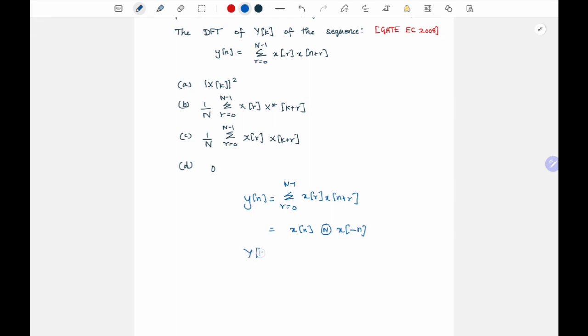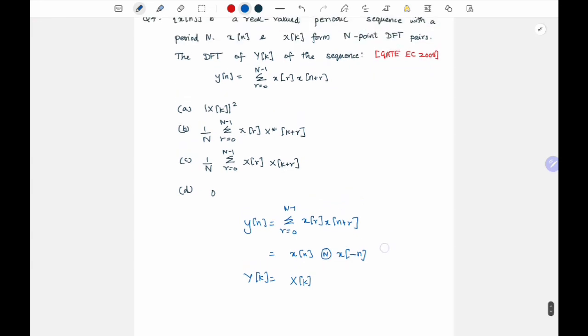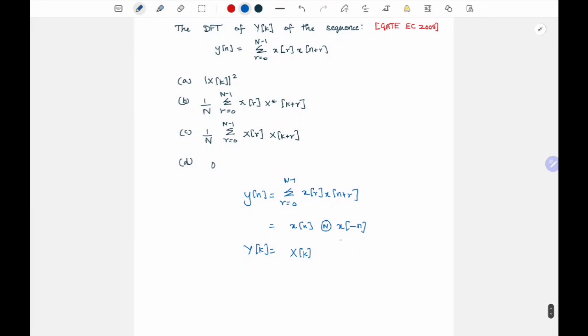So my Y of k will be nothing but X of k times the transform of x of minus n. For a real valued x of n, it is going to be equal to X star of k. So this is going to be equal to mod of X of k whole square. Okay, so which is option A.